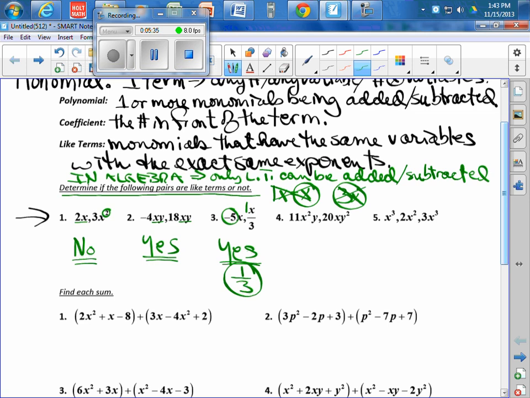Number 4, are these like terms? No, because this one has x squared, this one has y squared. And number 5, these are not, because this has got an x squared. So no, these would not be able to be added together.